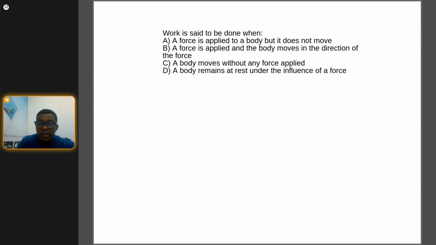Work is said to be done when option A, option B, option C. So tell me your response in the chat box. What is your response for that question? I'm waiting for your response. Is it A or B or C or D?